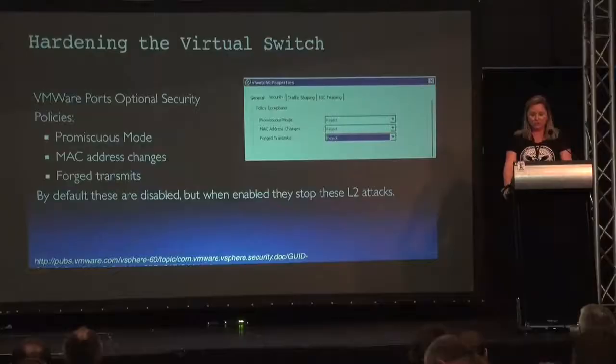For hardening the virtual switch, these optional security policies that come on vSwitches were by default always set to accept, but I think maybe in ESX 5.5 they've changed it to reject, which is great. But just hop in there and make sure. You shouldn't allow it unless you have a purpose to have your MAC address change on your VM. I mean, ESX knows what MAC address they've assigned the VM. It won't let anything but that MAC address come out of the VM.